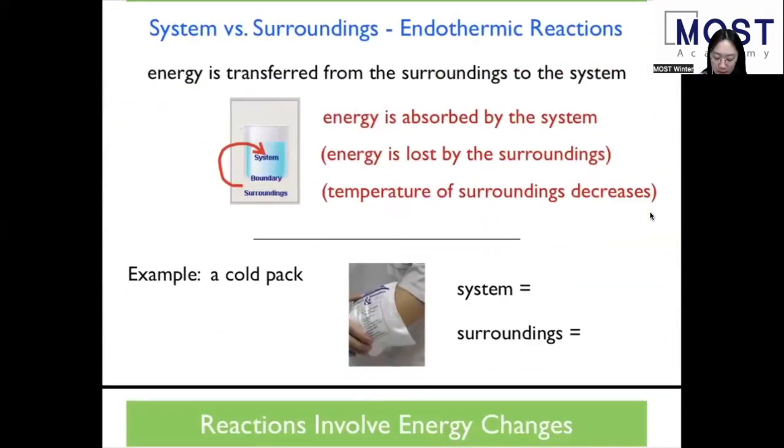For instance, if we put a cold pack on our arm, some energy is going to be transferred from our body to the cold pack, right? So energy is not lost or newly created, but it's just transferred.